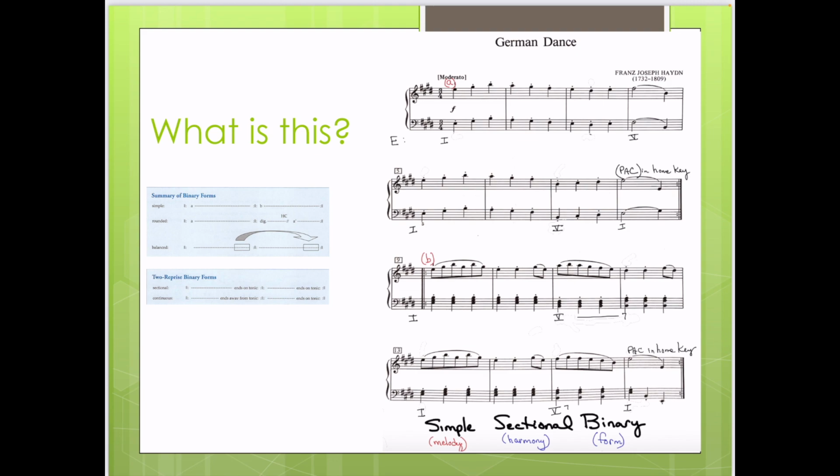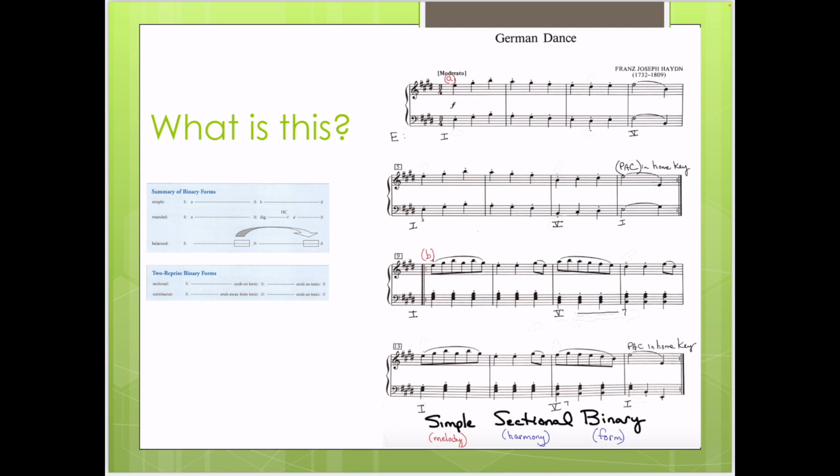The harmony is very simple. The first section is sectional because of the cadence in the PAC in the home key. There are 2 different melodic parts, so this is simple for the melody, sectional for the harmony, and binary for the form. Simple, sectional, binary.